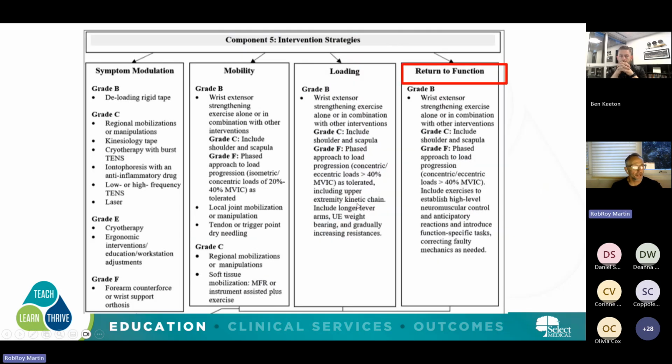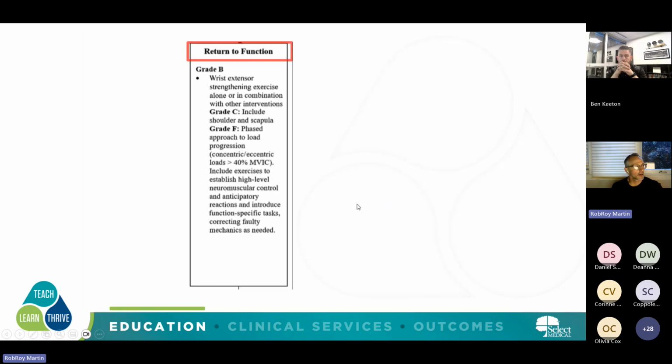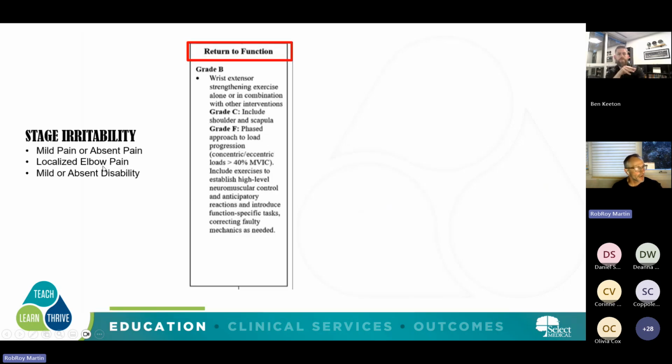Our return to function patients. These are our patients who have mild or absent pain. Any pain they have is going to be localized to the elbow, and mild or absent disability. So here we're obviously thinking about patients who are getting near discharge, and now we'd really want to focus on increasing that aggressiveness.